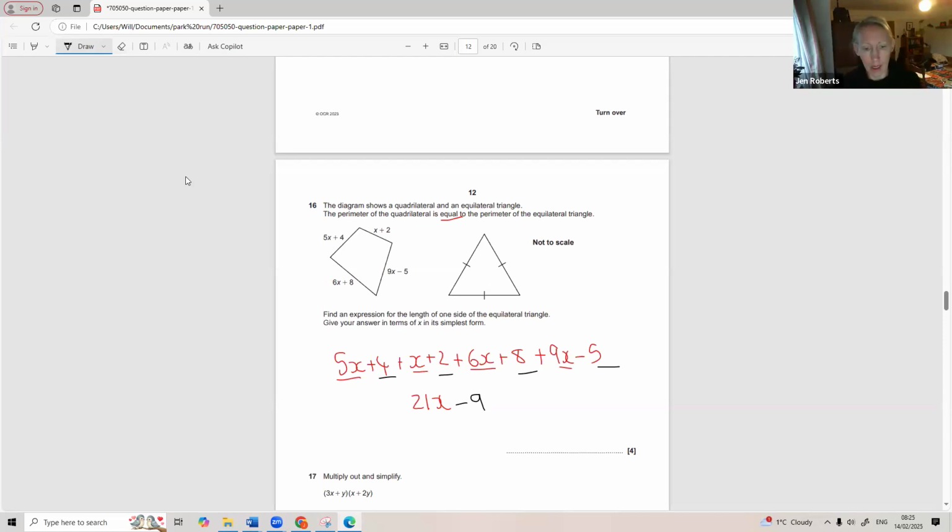Okay, next step. What we need to do is, so we know the total perimeter of our triangle is 21x minus 9. Well, obviously there are 3 sides here, so if I divide that by 3, we get 7x minus 3 as an expression for one side.